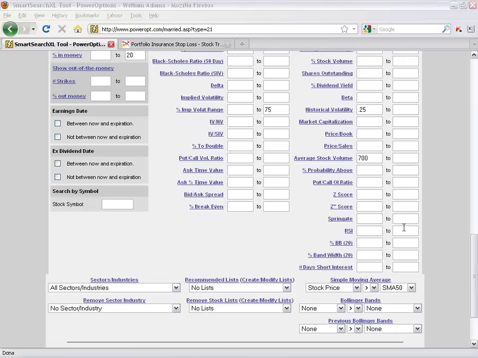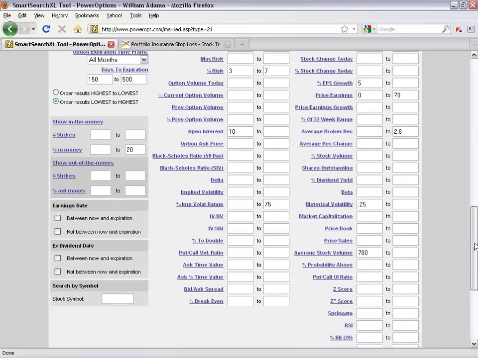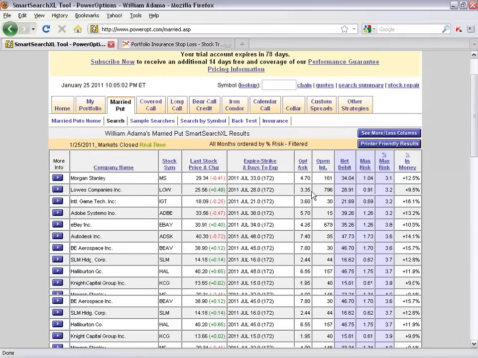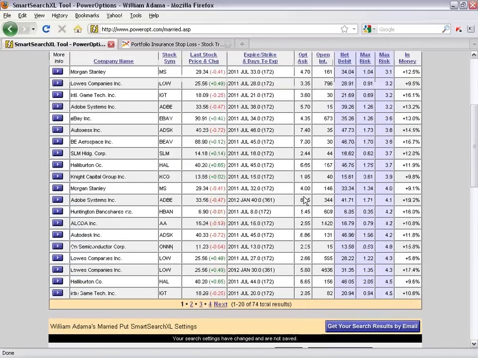Okay. I've reviewed some of the basics that I would use. With this search right now, let me just go ahead and submit these settings and see what we get. Let's see if we have any results. Okay. Now, the one thing I want to mention is the criteria that I implemented, just some of those basic criteria that I put in.